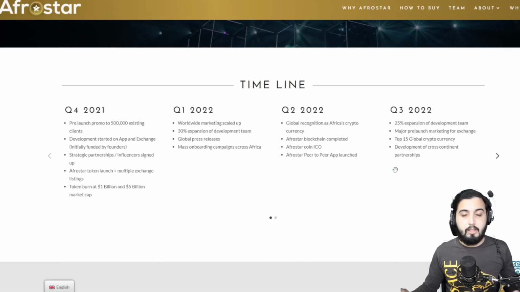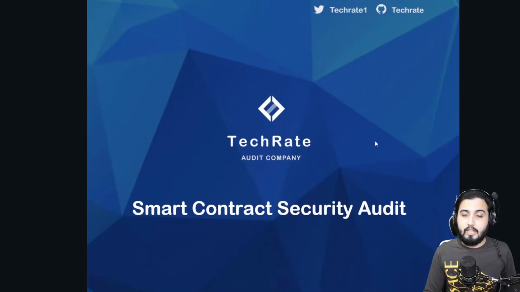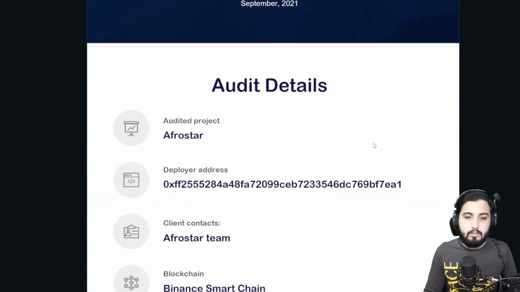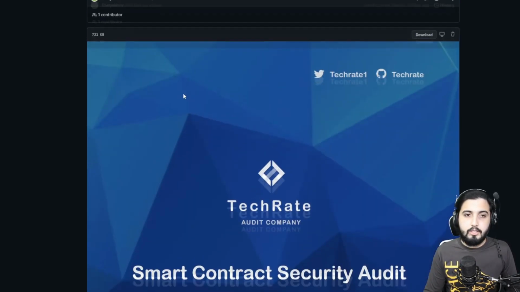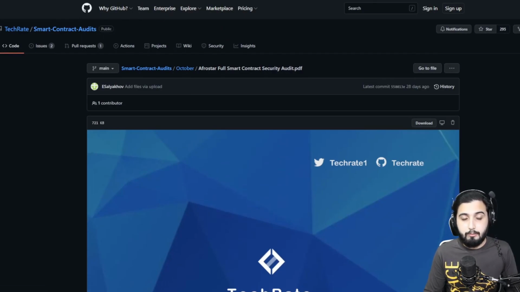Now that we have discussed all those things, another safety measure that I forgot to mention is their audit. They have been audited by Techrate, which basically means they have been assessed or tested by a third-party organization with their experts to ensure that there is no fabrication or spooky code added into the smart contract. So this is another thing to ensure that this is a safe project.